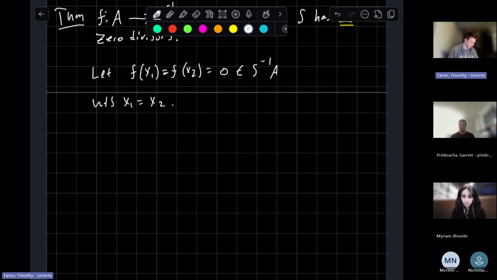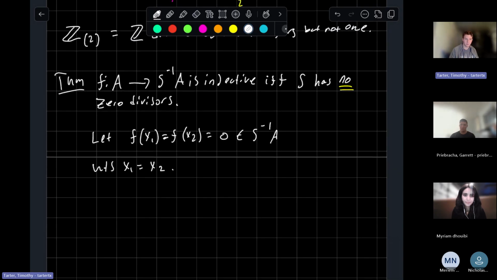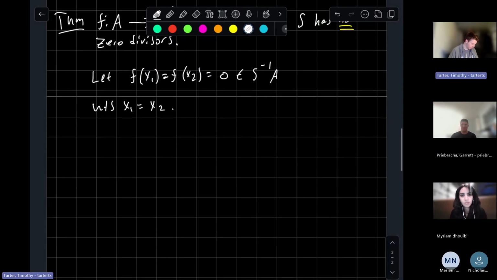So does anybody want me to write that whole thing down, or does saying it work for people? You mind writing it down? Yeah, let's do it. So let's do it both ways, actually.